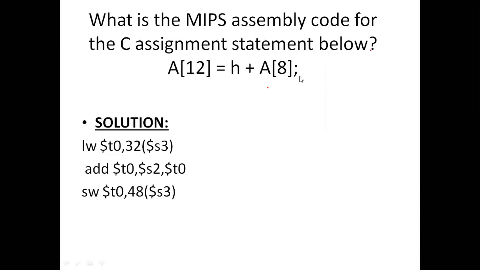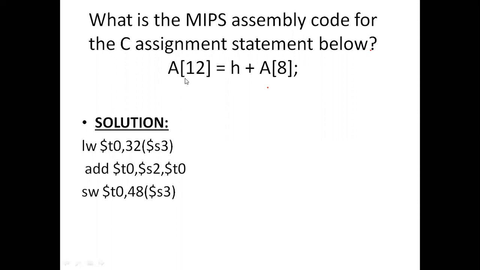In this video, we will see about MIPS assembly code. MIPS means millions of instructions per second. Assembly code means it uses mnemonic codes, that means it is in the form of opcode followed by the operands. Now we are going to discuss how to write assembly code from a C statement.